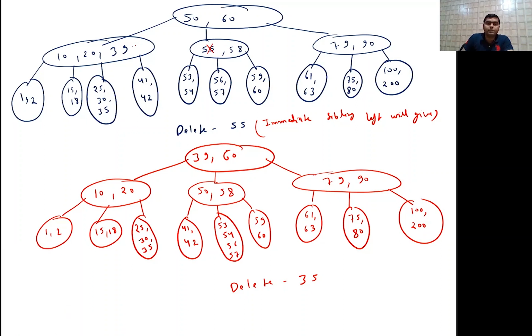In case of 35 there is no problem. Why? Because it has not gone into underflow condition. Now if you delete 2, for example, what will happen in that case? This node is in underflow right now.